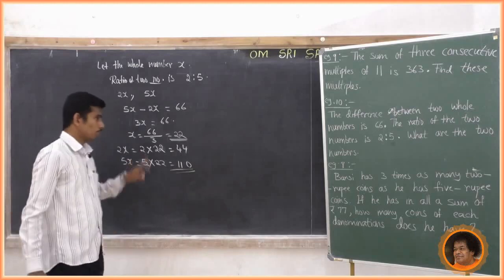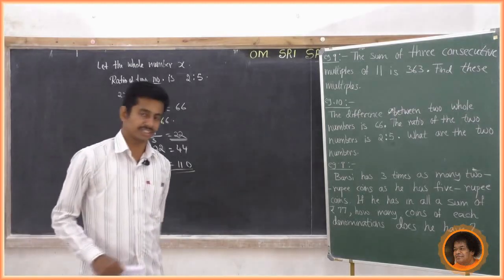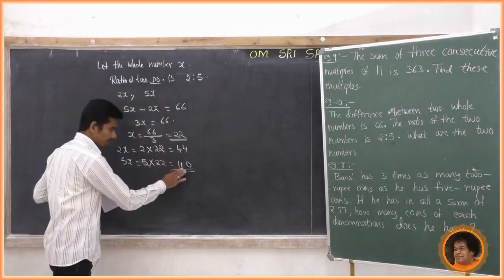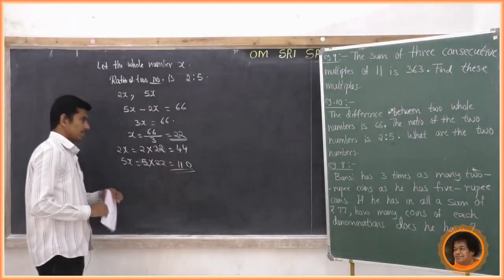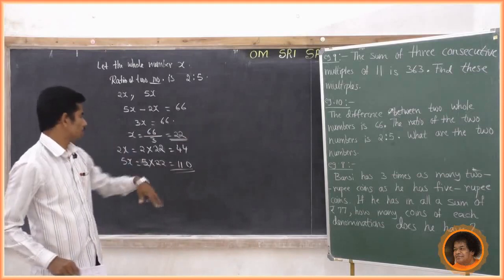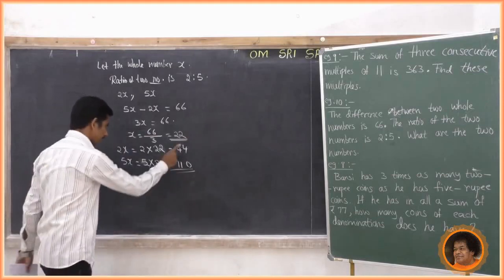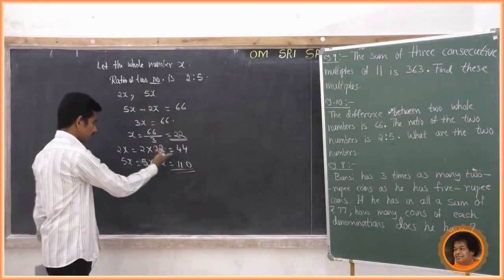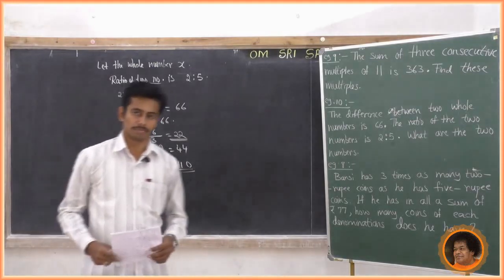So the two whole numbers, whose difference is 66, which are they? One is 44 and the other one is 110. Is the difference between these two numbers 66? 110 minus 44, what do we get? That is 66. So this is the solution for this problem.